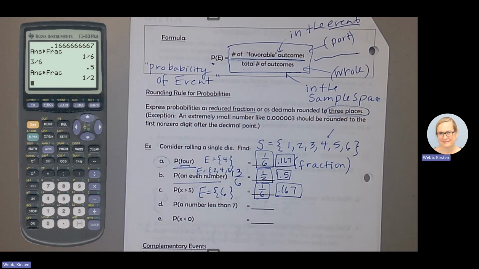Yeah, last two are a little strange. You get maybe a little bit of a weird answer. Anything we can help out with on part C?